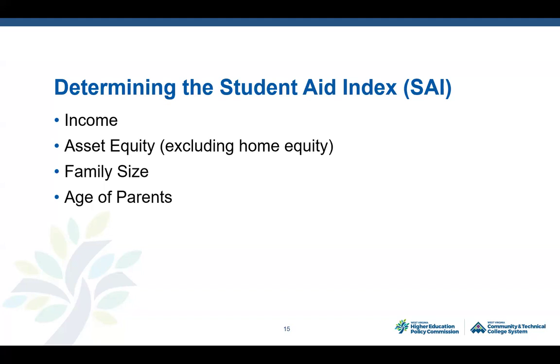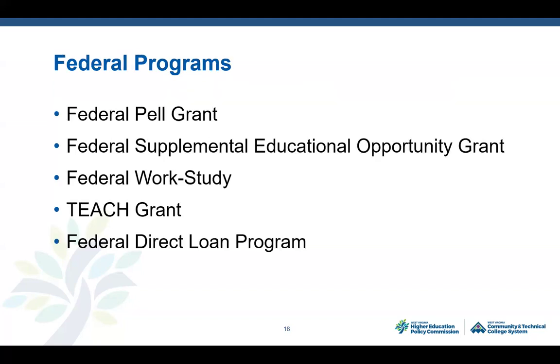If you have rental property or a business, you would include the net value, so the appraised value minus any debt to get your net value that you would report on the FAFSA. Family size goes into it, as well as the age of the parents and how close you are to retirement, whether there's one parent or two parents, and all those things go into the calculation of the student aid index.